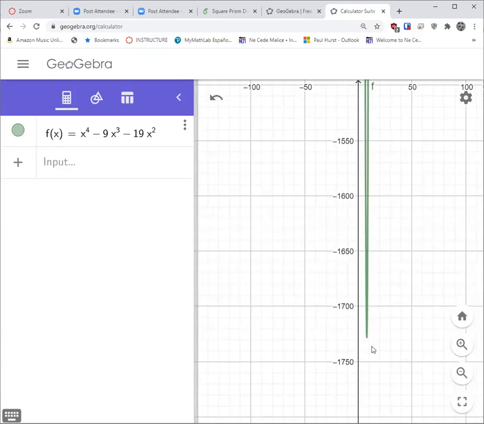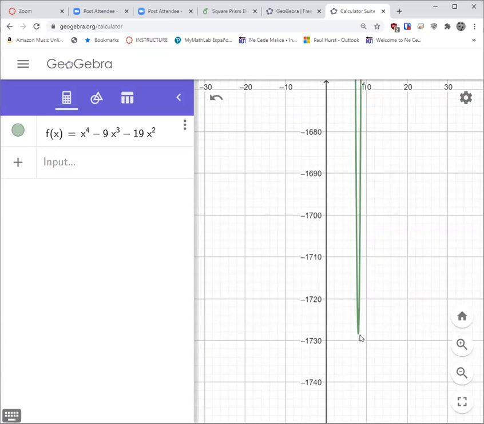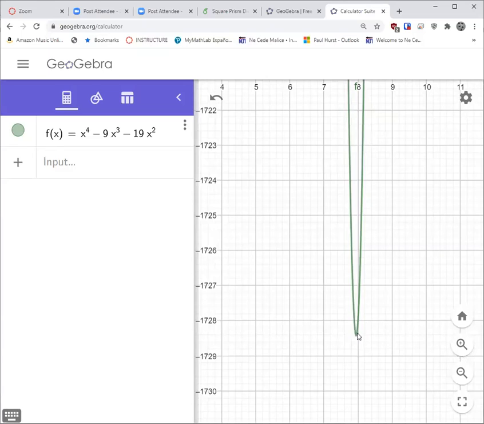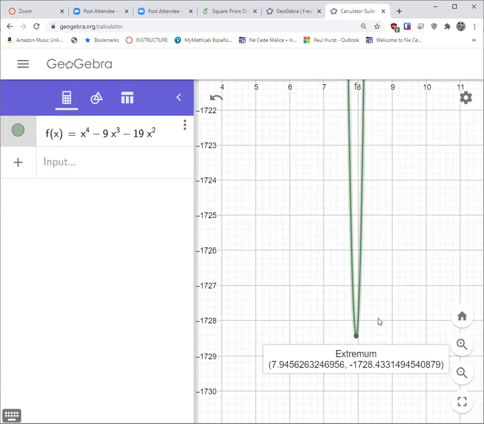Okay, scroll in. This is the bottom of the graph. It's not letting me click there. Click there now. Okay, there we go. So now this one is a local minimum. 7.95 and negative 1728.43 is a local minimum.